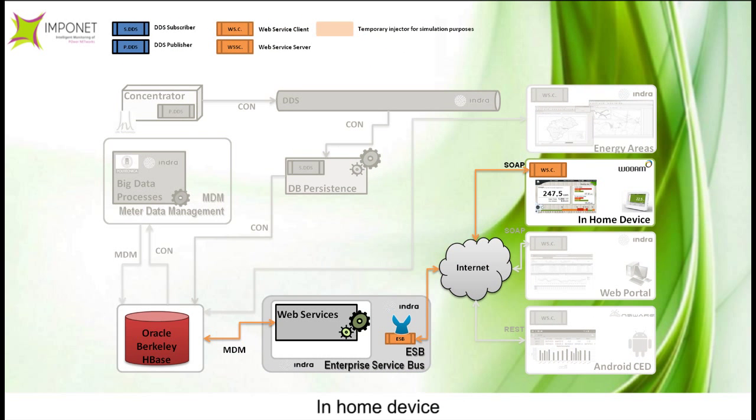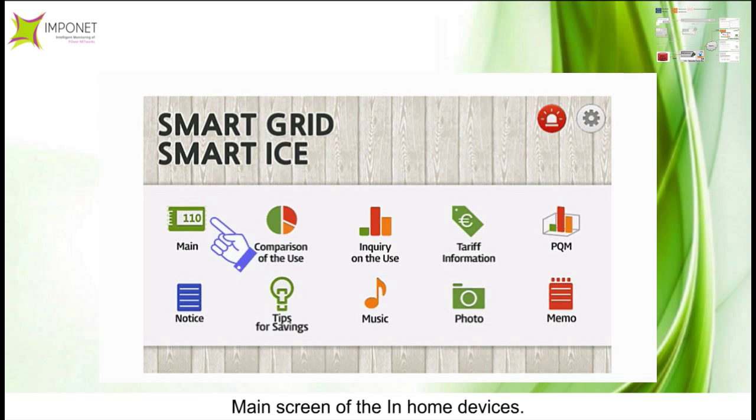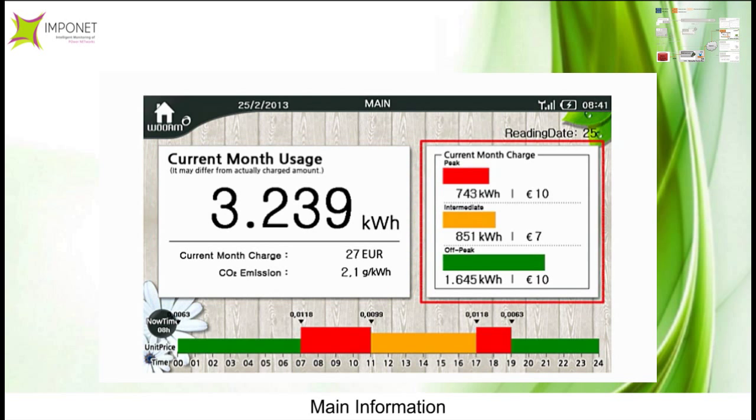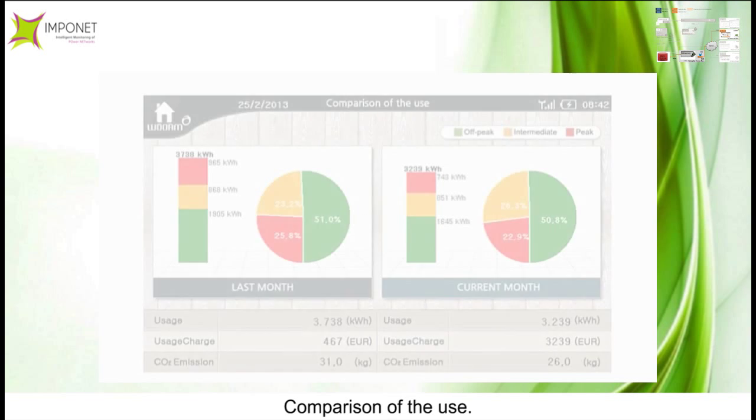When it comes to customers, different ways to access the consumption have been developed. One of them is through an in-home device, which shows both tariffs and customer consumption. The in-home device accesses the information through SOAP web services which are integrated in an enterprise service bus. The main menu displays the different available functionalities. The main section shows the information relative to the current electricity usage, CO2 emissions and charge. The electricity tariff information of the current month is displayed too.